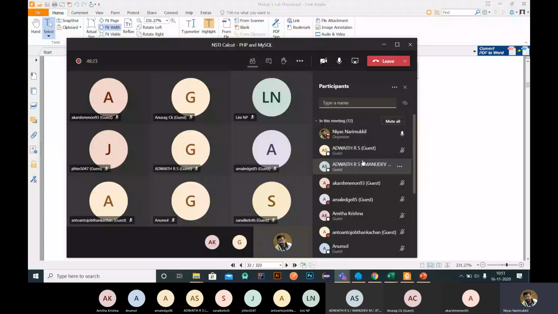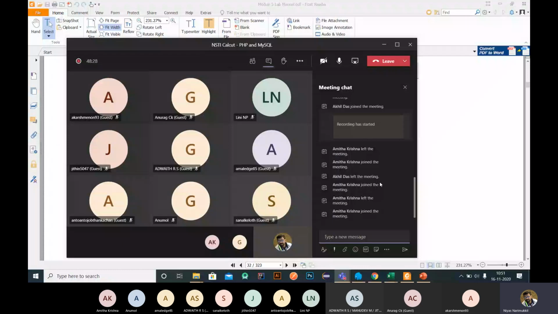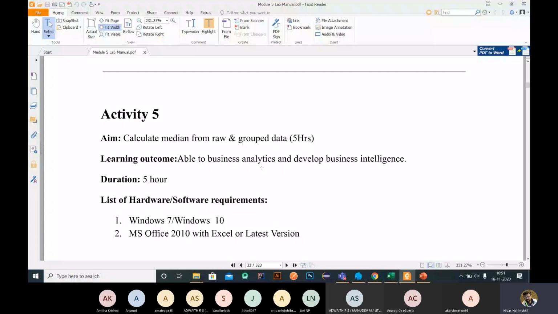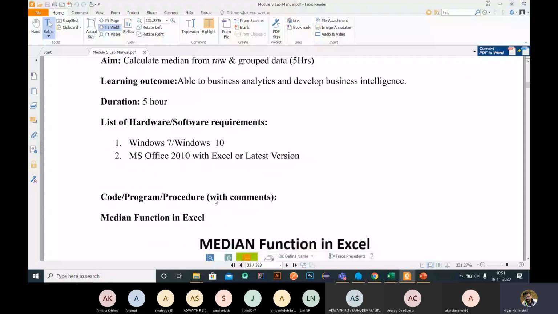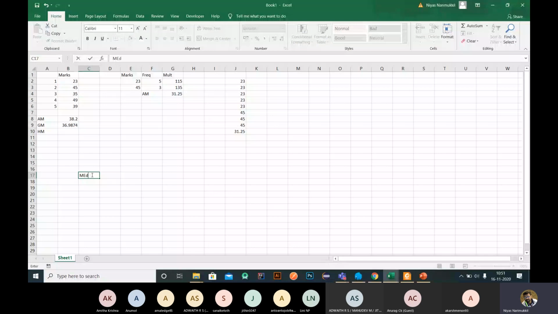Just go for the next one. Next one is median and mode. Okay, so what is median? Median means finding the middle item. First we need to sort all the values, then find the middle item.